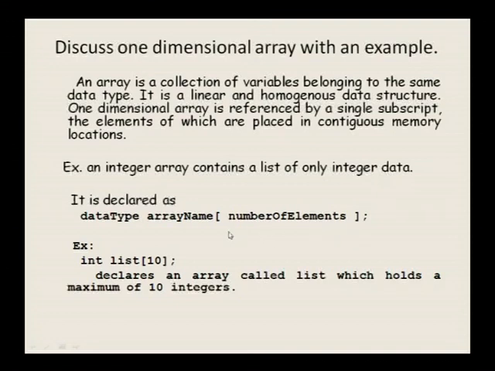How do we declare an array? We specify the data type, the array name, and since it is a single dimensional array, we specify one subscript, that is the size of the array or the number of elements in the array. An example: int list[10]. This declares an array called list which consists of 10 integers.